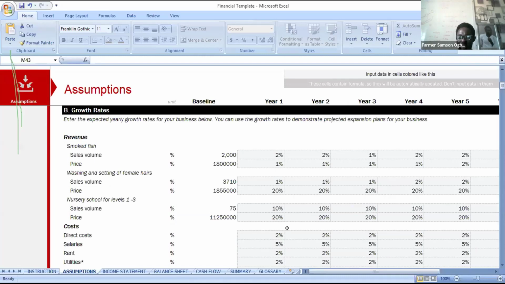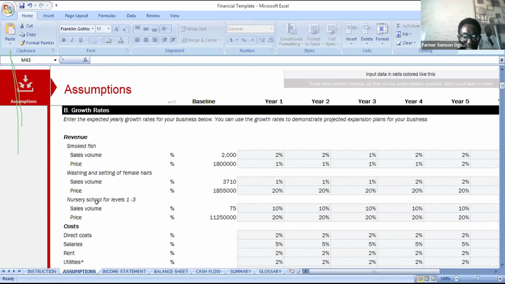I don't know if that makes any sense. So you must be able to look at the parameters that affect your business, to know how it would increase and how your price would either increase or decrease.